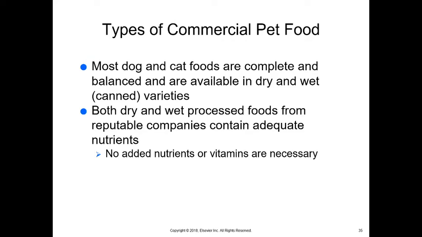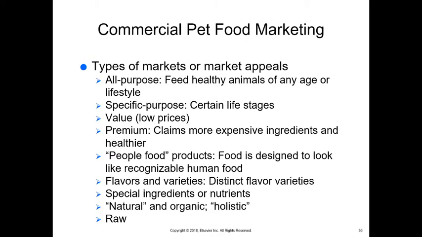Both dry and wet processed foods from reputable companies contain adequate nutrients. So if it says complete and balanced, you do not need to add any nutrients or vitamins. You do not need to supplement anything in order for them to maintain life. If you are experiencing an animal with a disease process or some sort of injury, at that point you may need to supplement. But if it says complete and balanced, no added nutrients or vitamins are actually necessary.